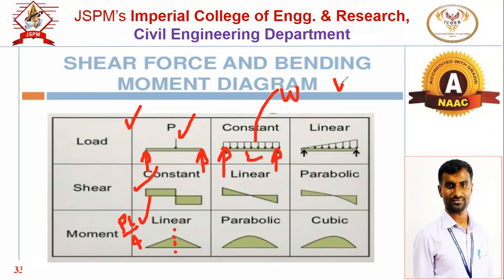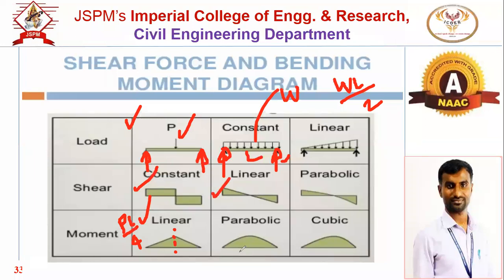Now total load will be WL. Intensity of UDL into the total span, that will be WL. Again, loading is symmetrical, so reaction will be half of this, WL by 2, WL by 2. So these are the reactions, and the variation of shear force will be an inclined straight line.